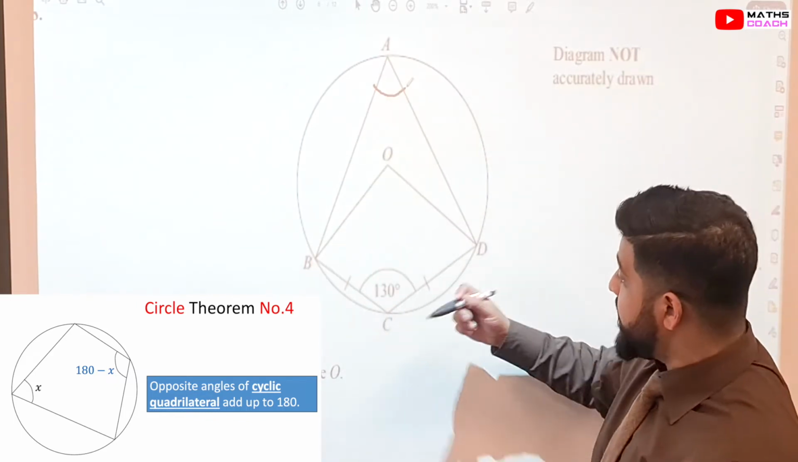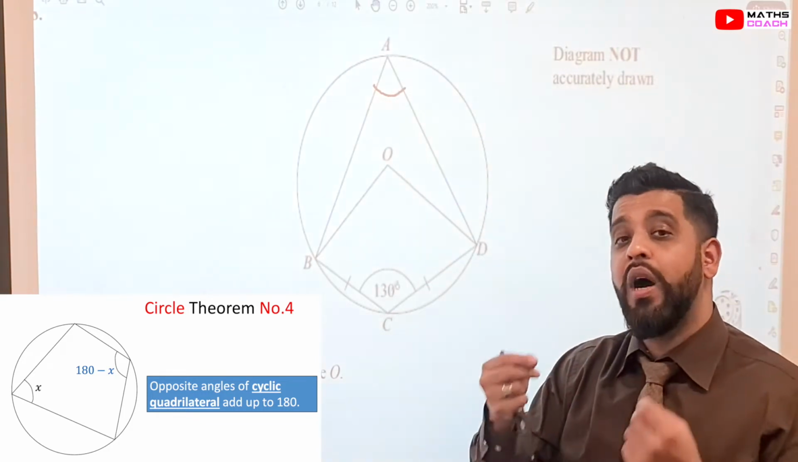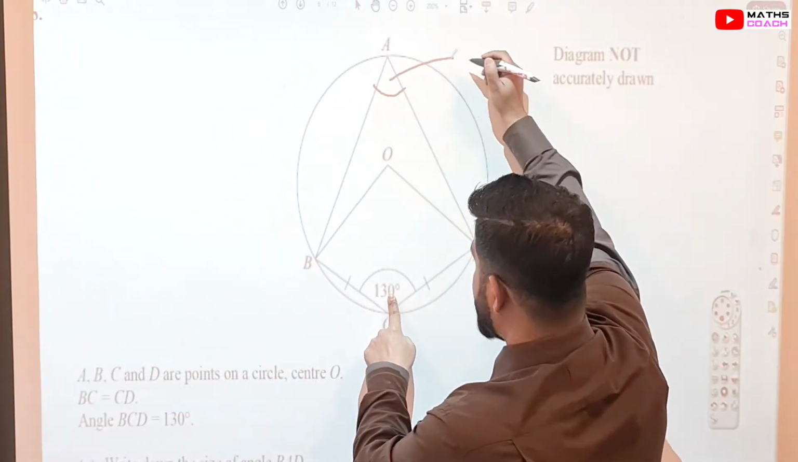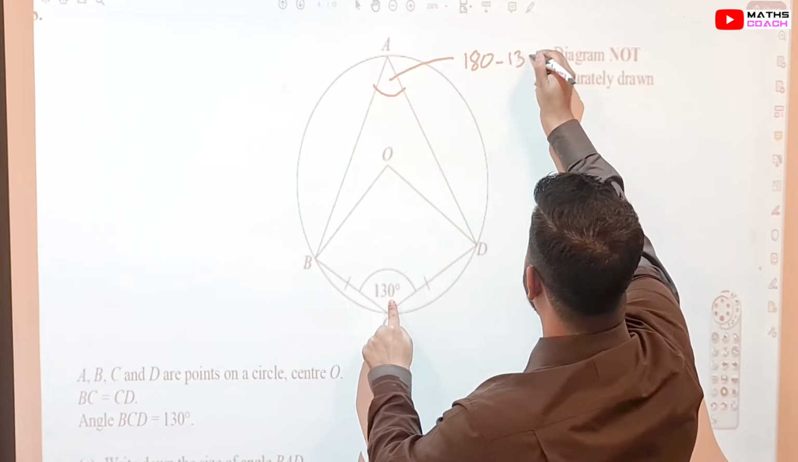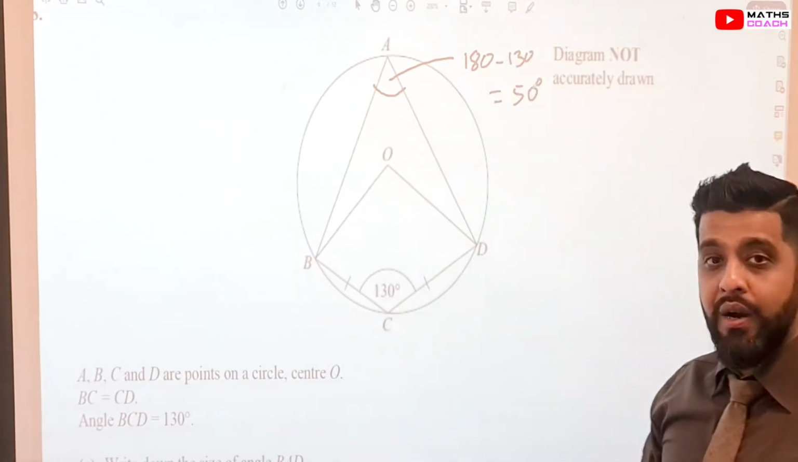Which means that this angle here and this angle here, they both add up to 180 degrees. So, straight away, we can find this angle here. So we can say 180 minus the 130, and that gives us 50 degrees, and we have our angle.